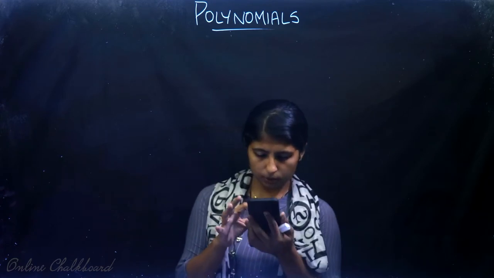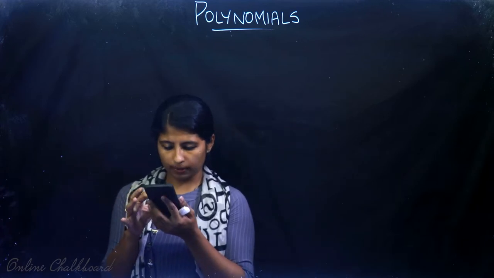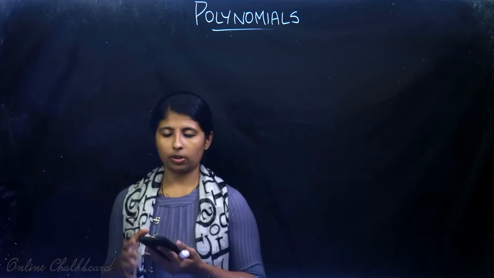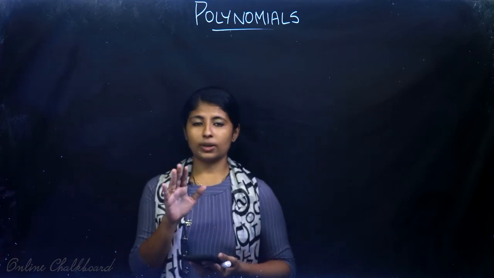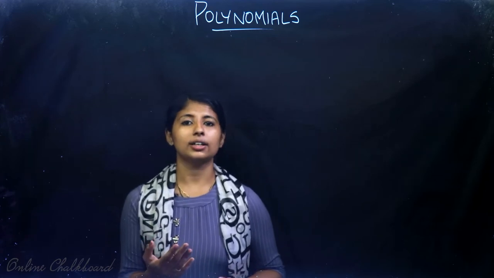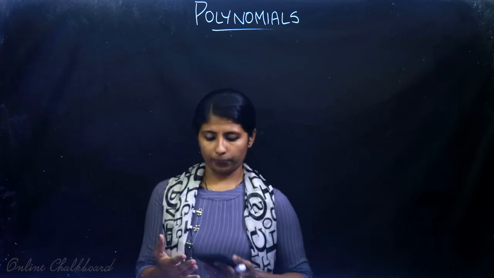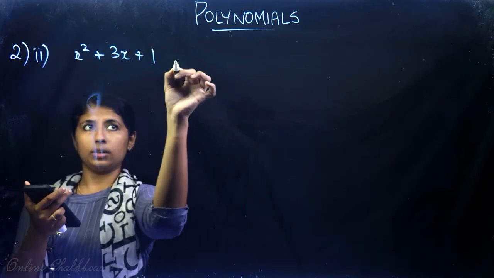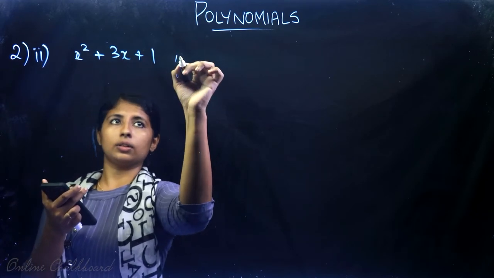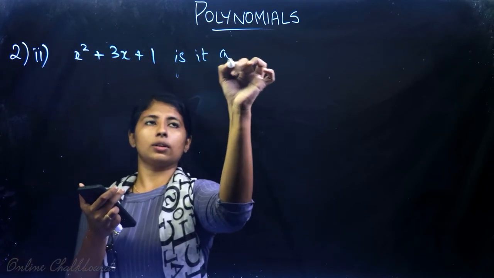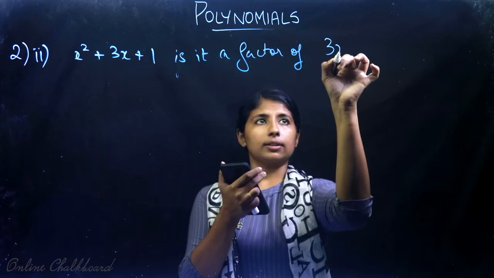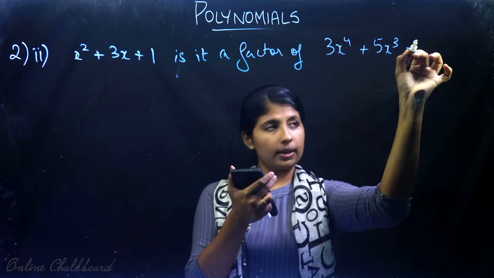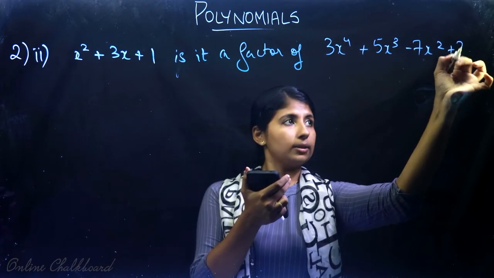Now let's move to question number 2. Check whether the first polynomial is a factor of the second polynomial by dividing the second polynomial by the first polynomial. In this question, you need to check whether it's a factor. How do we know it's a factor? If it's a factor, the remainder would be 0. Let's do question number 2 here. Is x square plus 3x plus 1 a factor of 3x raised to 4 plus 5x cube minus 7x square plus 2x plus 2?